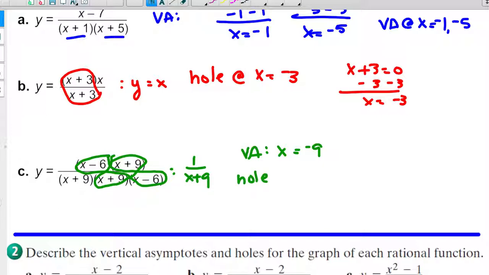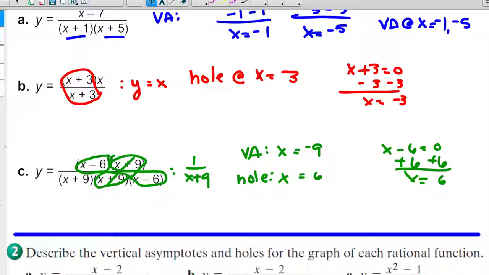But we know that these are creating holes at x is negative 9. Hold up, wait, that's what that is. So there's no hole there. So that one's just gone. And then x minus 6 equals 0. Well, if x minus 6 equals 0, then you have to have x equals 6. So we have a vertical asymptote at x is negative 9 and a hole at x equals 6.